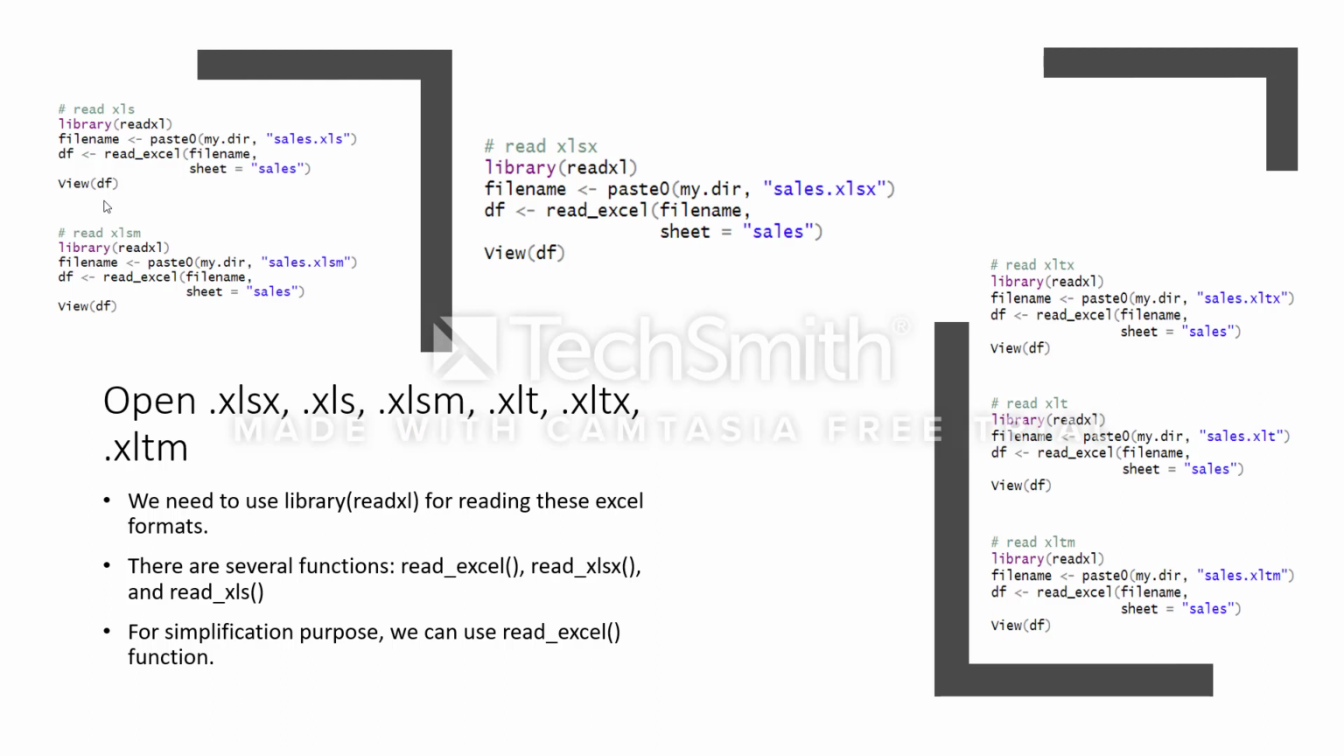Now, we will try to open different native Excel file formats. We will use readxl library for reading several file formats of Excel. This includes XLS, xlsx, xlsm, xlt, xltx, xltm. The readxl library includes functions like read_excel, read_xls, read_xlsx. There they have different compatibility for different file extensions. However, read_excel is a general purpose function and can be used for all these file formats. So for simplification purpose, we can use this function for reading these 6 formats of files.